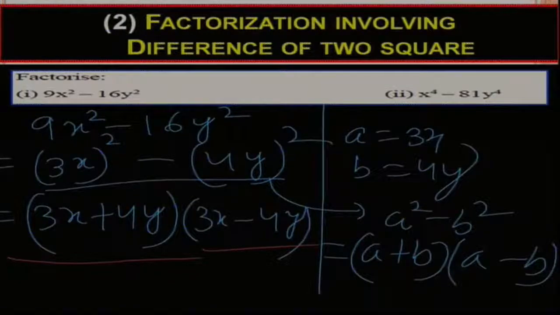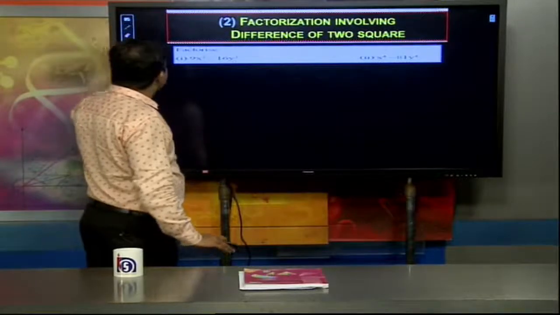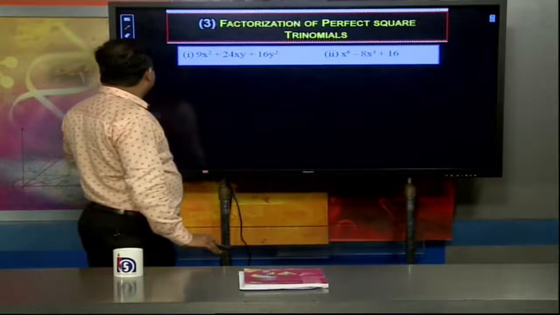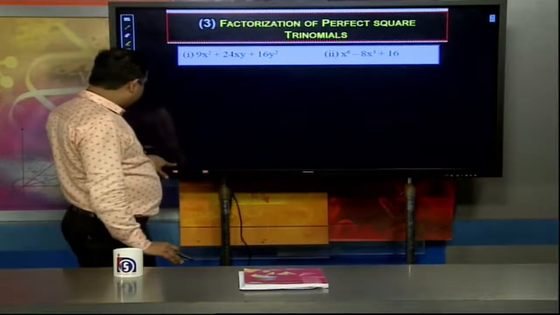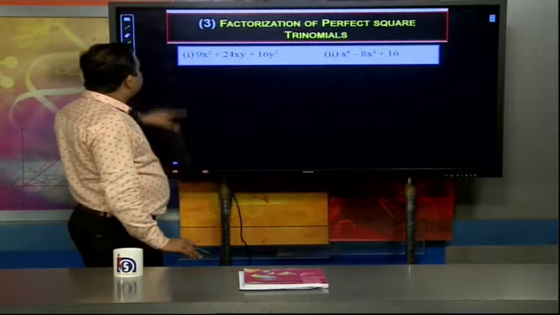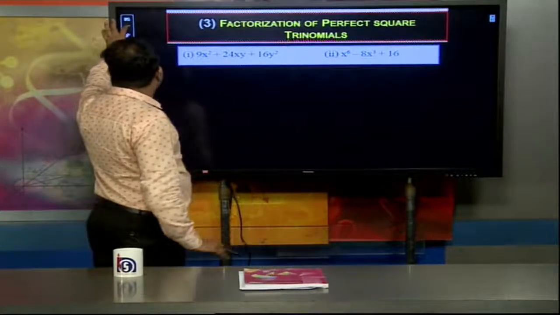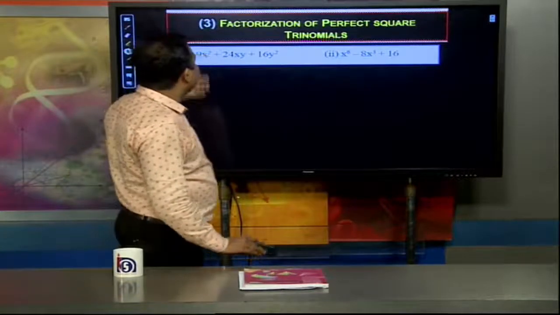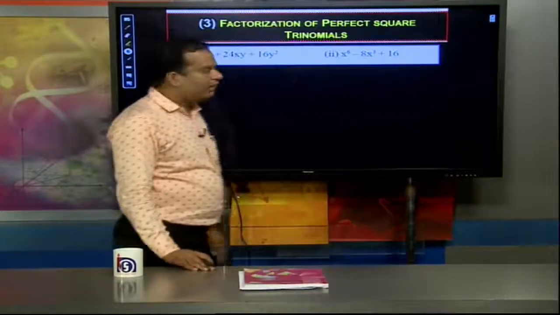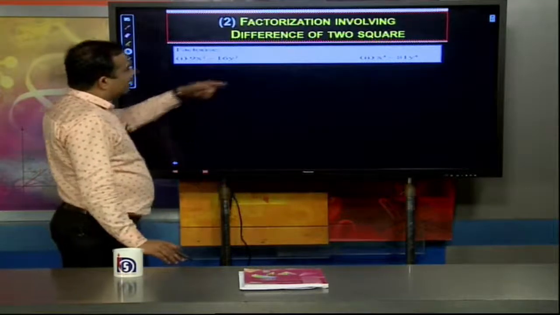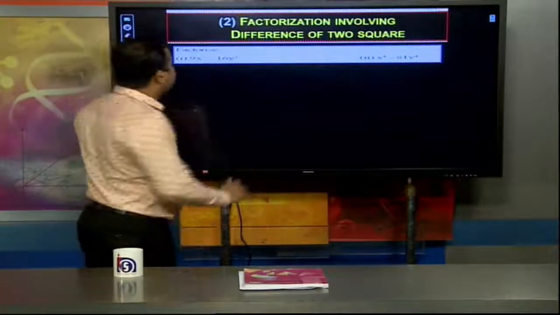Now learners, we will take another interesting example, suppose x to the sixth minus 8x cube plus 16. This is known as a perfect square trinomial. Before this, we can take another example involving difference, that is x fourth minus 18y fourth.